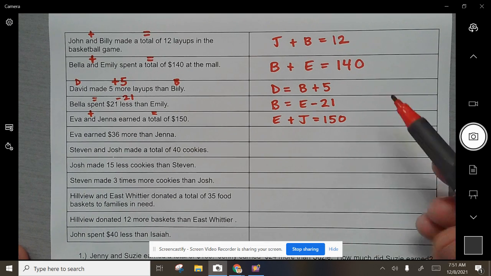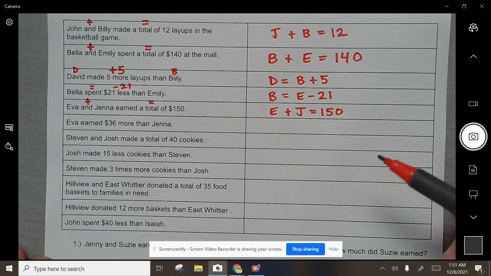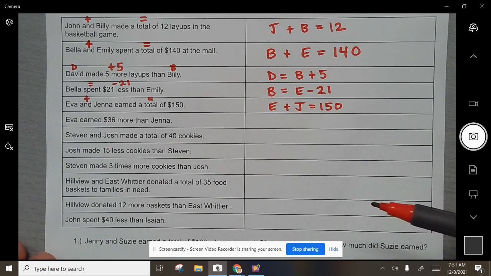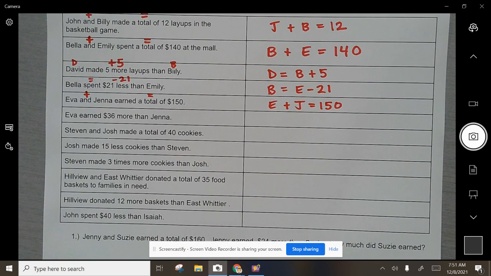Why don't you guys try some more here? Try these out together. Talk to your partners and see if you can figure out some of the rest of these. Push pause. Go ahead and give them a couple minutes to work on this, and then we'll go over the answers.